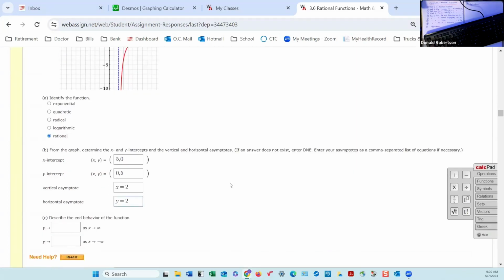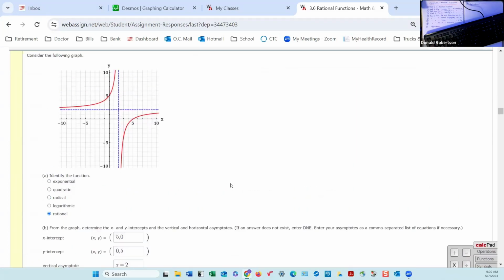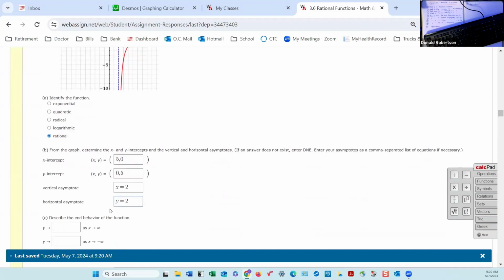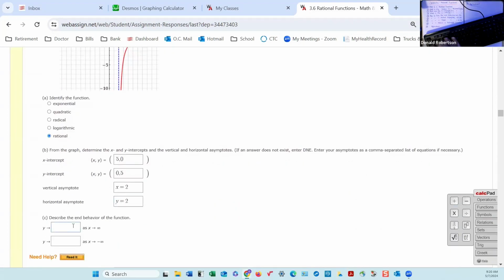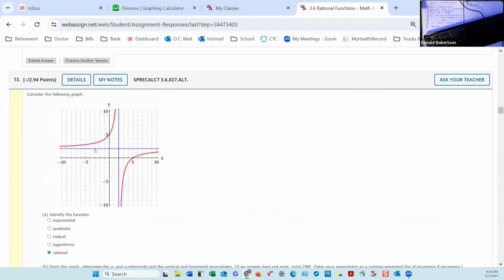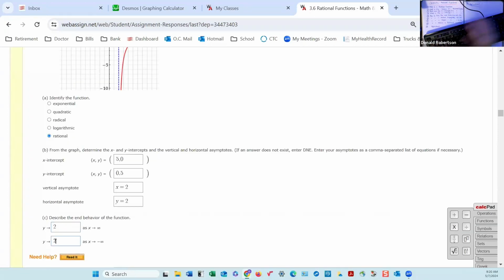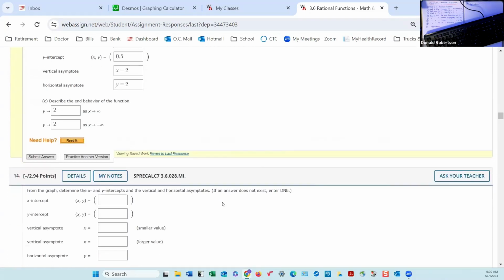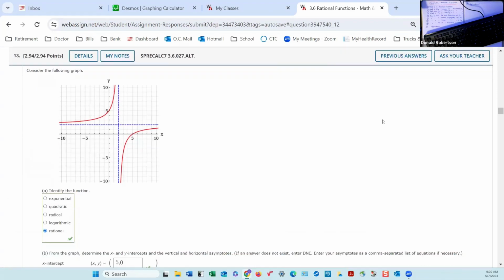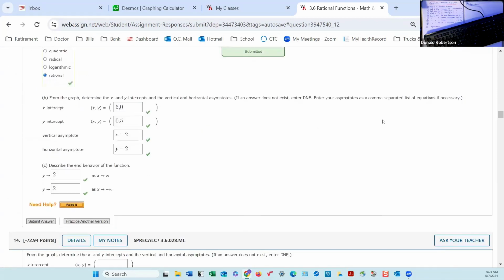Now, they're asking us to describe the end behavior. Right, can you see that this guy here, as x gets really big and positive, it levels off at 2. And as x gets really big and negative, it also levels off at 2. And just to convince myself I haven't made any mistakes, let's do a submit answer on that. We're good.